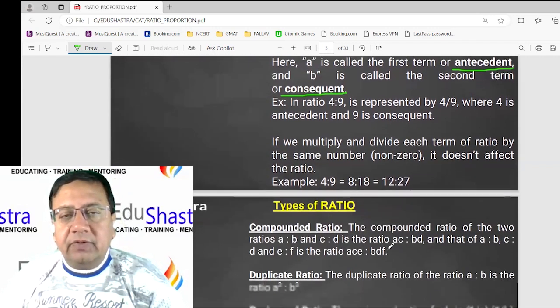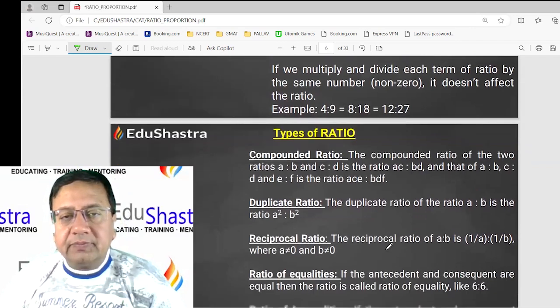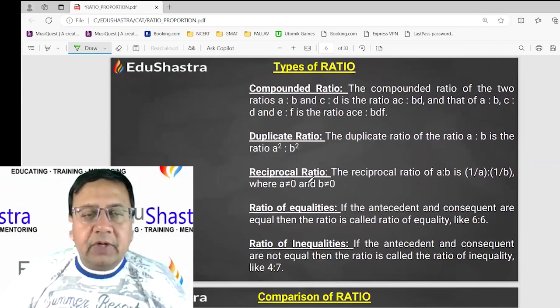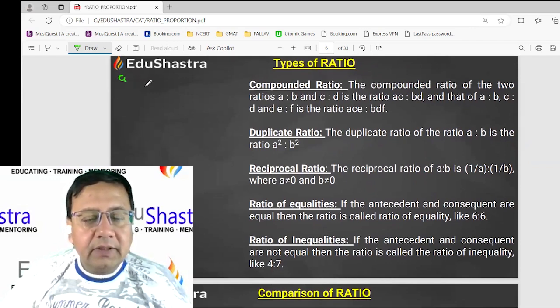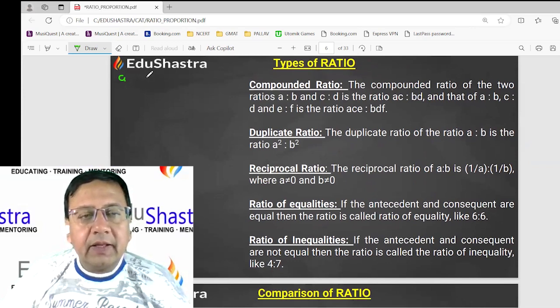Okay, so different types of ratios. So suppose you are saying I have some ratio like A by... Sorry, to interrupt. Just above the types of ratio, we saw something about multiplication and division.